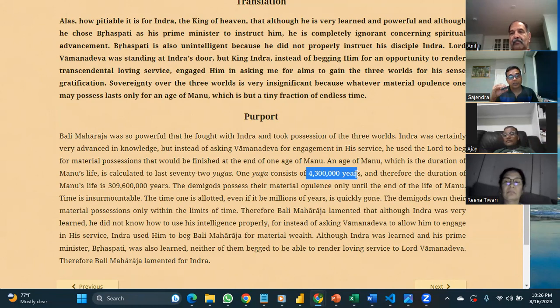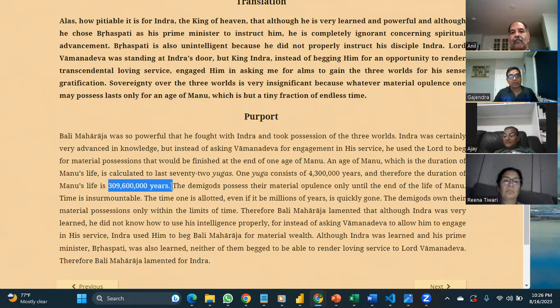864,000 years is Dwapara Yuga. And then you add 432,000 to that, which is around 1.2 million something, is Treta Yuga. And so Satya Yuga is around 1.6 or 1.7 million years. When you total up all this, it will come to 4.3 million years. And that is one yuga cycle. Multiply that by 72 is Manu's life. And that is 309 million years.